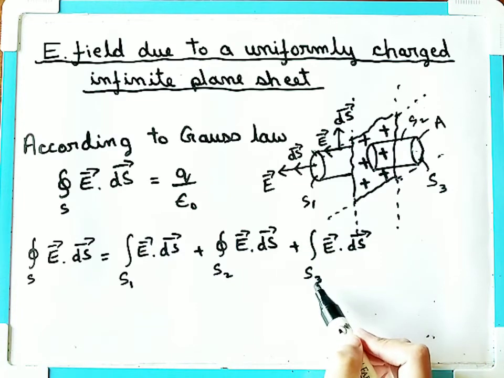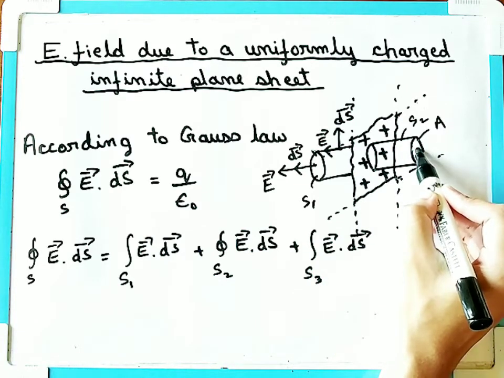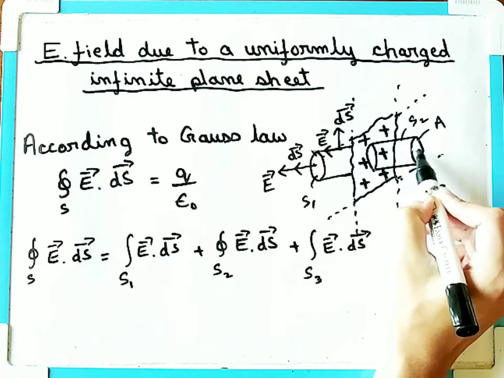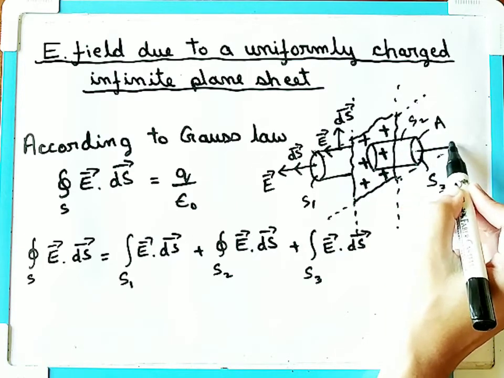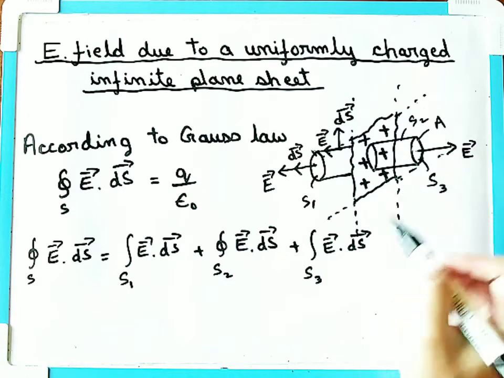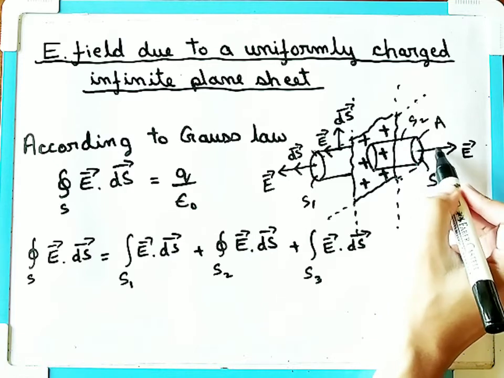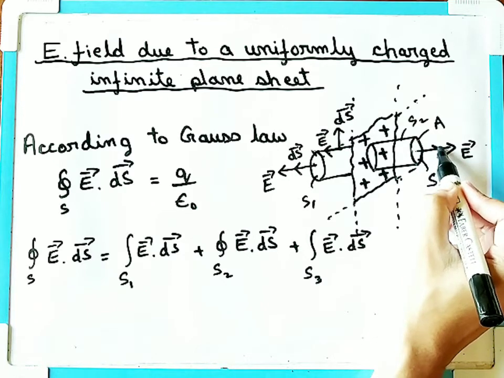Then for the surface S3, again at any point on the surface S3, the electric field will always be away from the positive charge. And your ds vector will always be normal to the surface S3. So your ds vector will be this one.